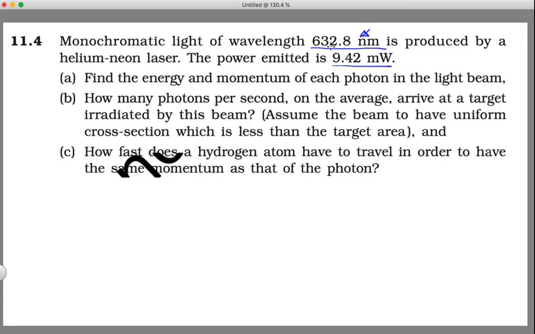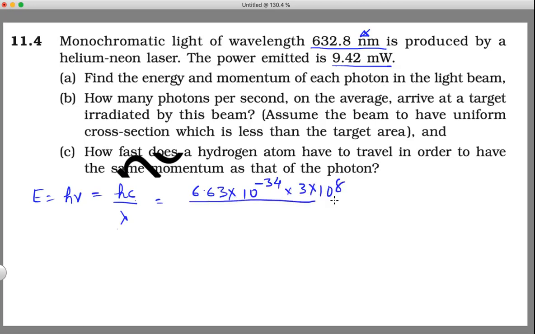Okay, so energy, how will we find energy? We know energy is equal to h nu, right? Or it is equal to hc by lambda. Nu is c by lambda. Okay, here we will use this. So we will do that. 6.63 into 10 raised to the power minus 34 into 3 into 10 raised to the power 8 by 632.8 into 10 raised to the power minus 9, right?